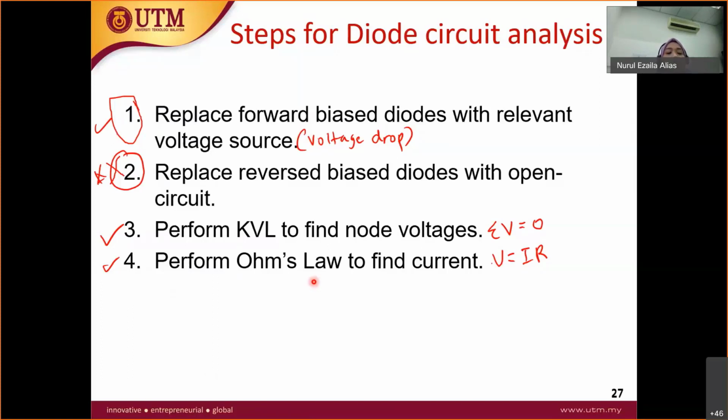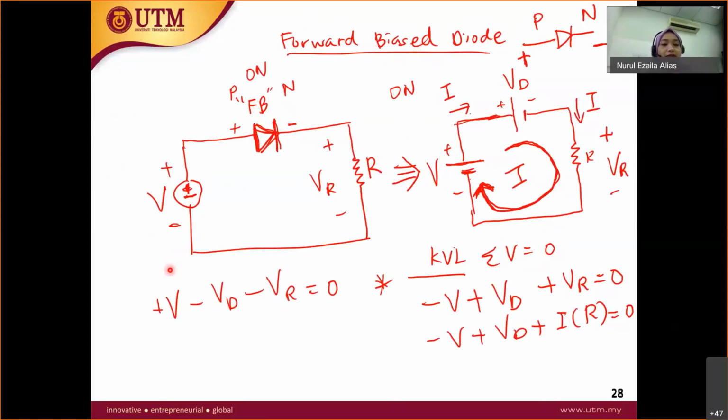For example, your circuit is reverse bias. What happened when your diode is reverse bias? What happened to your diode? It will be open circuit. When it is open circuit, what will be zero? Current. Current will be zero, correct. And then you perform KVL as well as Ohm's law. All right.